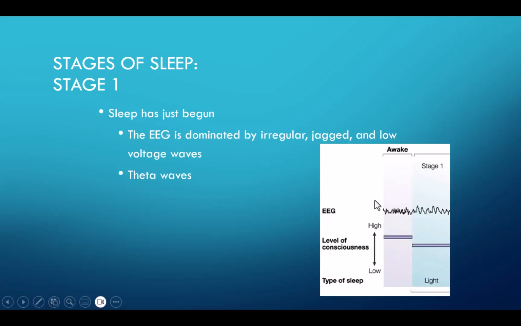So in stage 1, sleep has just begun. And you can see the difference between being awake and stage 1, how the brain waves are slowing down. You see irregular, jagged, low voltage waves. They're mostly called theta waves. So brain activity has begun to decline, breathing is slowing down, and there's probably an occasional twitching as our muscle activity begins to slow down too. If you're a good sleeper, this stage is only going to last 5 to 10 minutes.